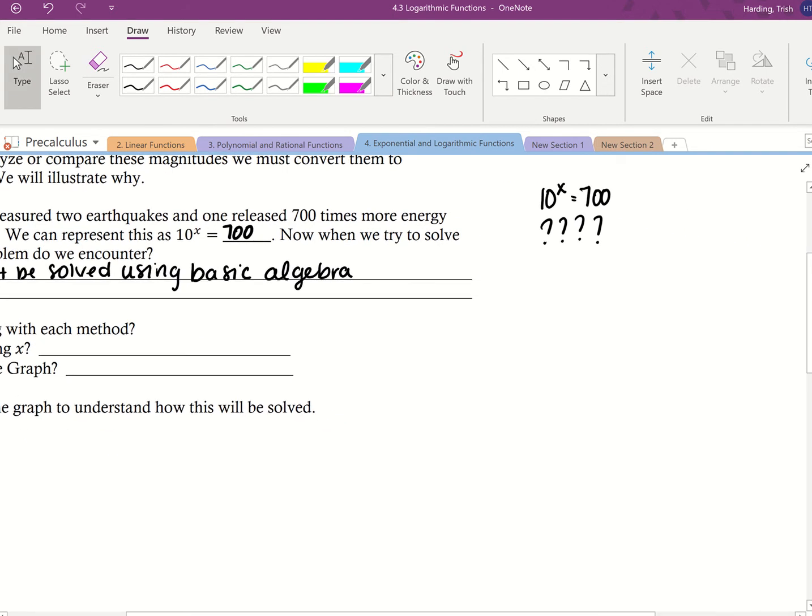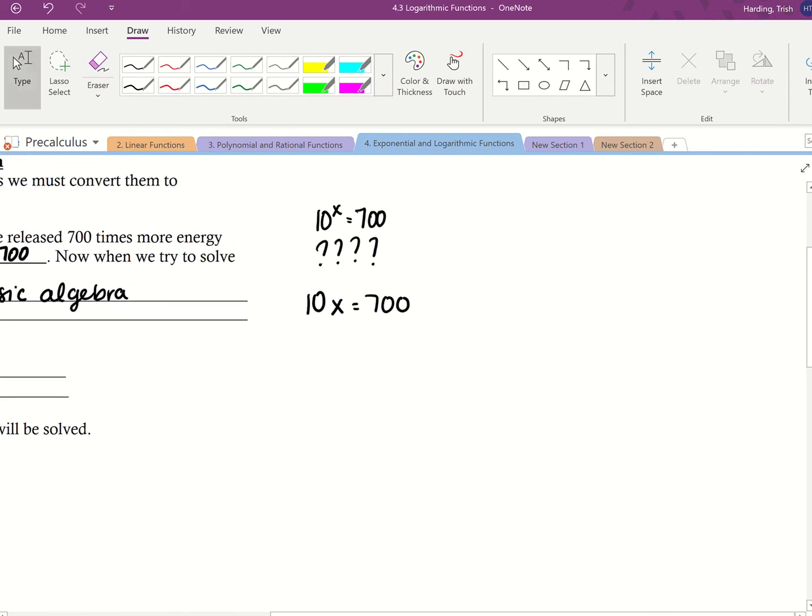And what that means is that if I had 10 times x equals 700, well, I could obviously solve for this because I could just divide by 10. But I can't do that because it's a power. And you may be thinking, oh, Miss Harding, what about the root? Well, I can take the xth root of both sides, 10 to the x and 700. This becomes 10 equals the xth root of 700.